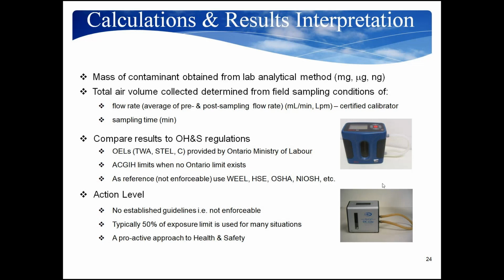So the hygienist will compare results to the OH&S regulations, the OELs, including the TWA, the STEL, or the ceiling. We might have to use the Ontario limits or the ACGIH limits. Or if none of those exist, we might find reference limits from other agencies such as OSHA or NIOSH or WEEL, and we just use those as a reference, although they're not enforceable within Ontario.